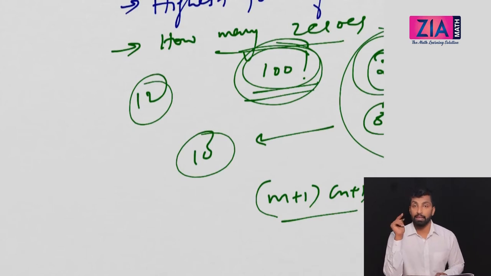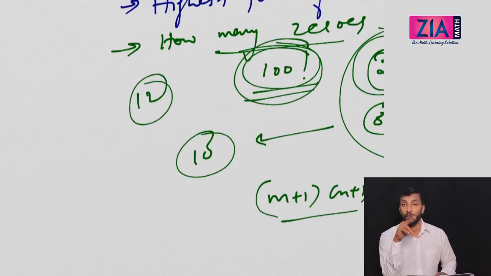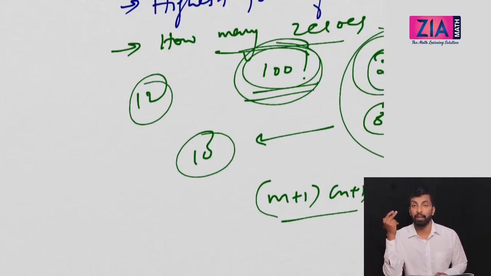What is the highest power of a number in a factorial? That means how many times 2 is there, how many 3s, how many 5s, etc., in a factorial. Or I can ask you how many tens are there. Alternate question: how many zeros are there in the end of a factorial. Or I can simply ask you how many factors are there in this factorial. So these are the questions. Let's look into these questions one by one.